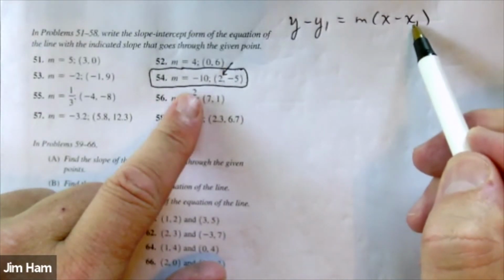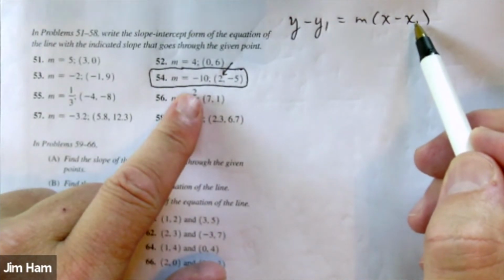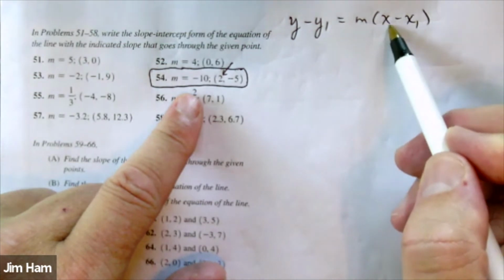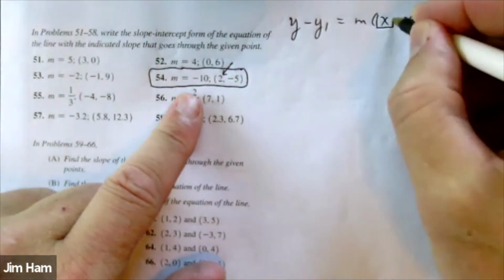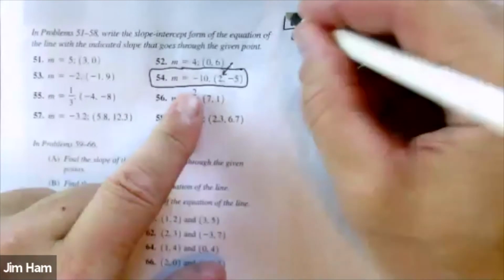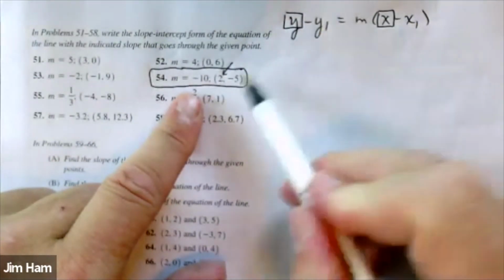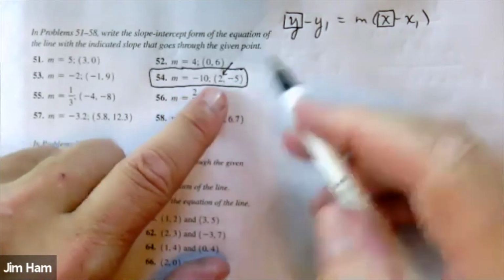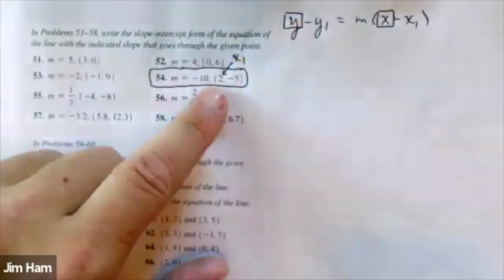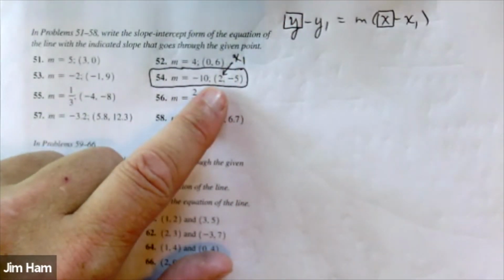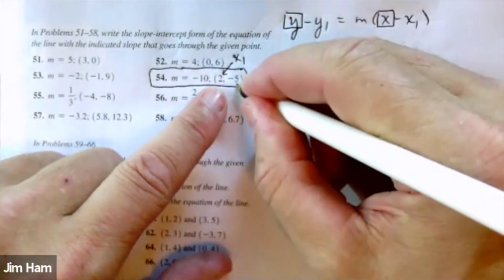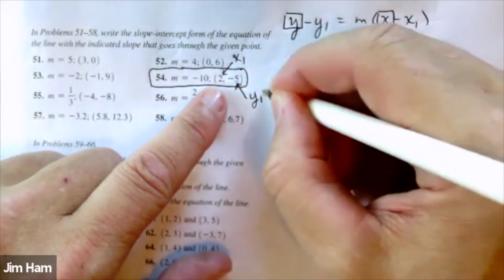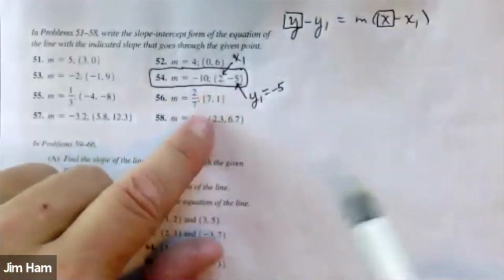The x1 is the number from the point. This x stays in the equation, doesn't change. This y doesn't change. But it's this x1 and this y1 that we get from this point. And that's one of the confusing parts here. We're going to put 2 in for x1, because that's the x-coordinate of the point. And we're going to put y1 equals -5, so that the x1, y1 goes together.